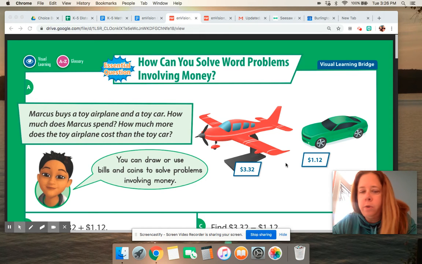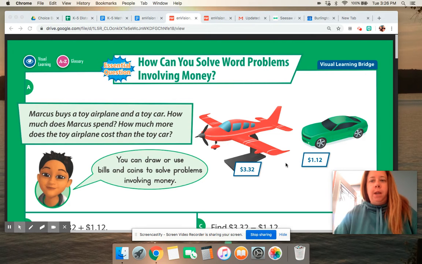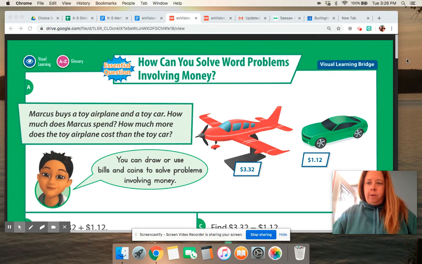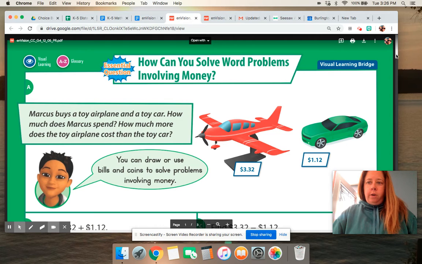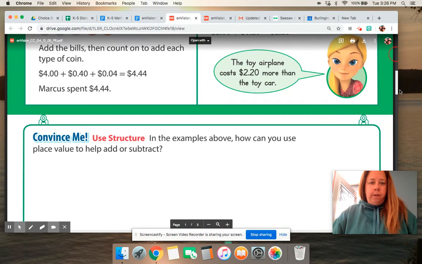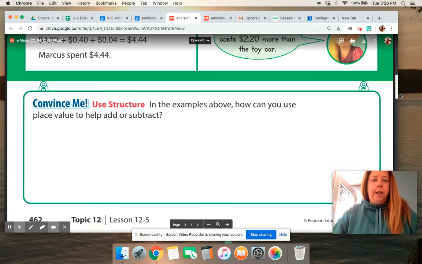We're working on 12-5 today. How can you solve word problems involving money? So hopefully you already saw the visual learning bridge. So I'm going to go ahead down to the solve and share, or the convince me, I should say.